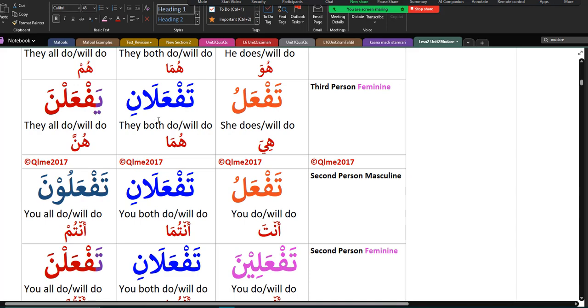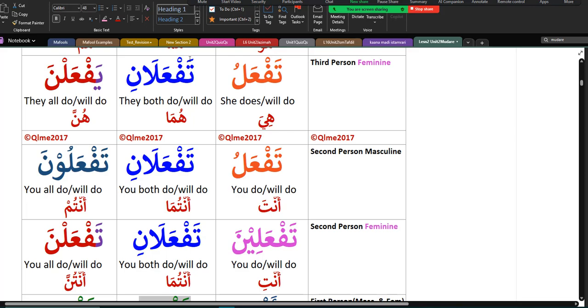This is taf'alu, taf'alani, yaf'alna. This is third person feminine. And second person feminine is taf'alina, taf'alani is the same, taf'alna. Instead of yaf'alna for the third person feminine plural, it is taf'alna. Second person feminine plural, you all female do or will do. And notice that this taf'alani is same 3 times. It is same for third person feminine dual, second person masculine, and second person feminine dual.